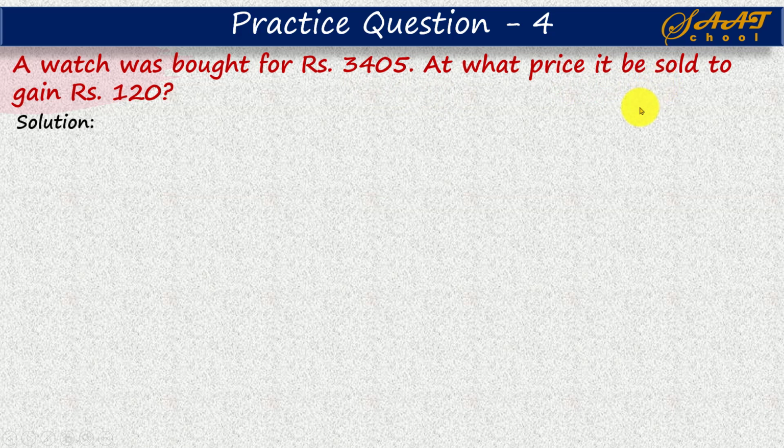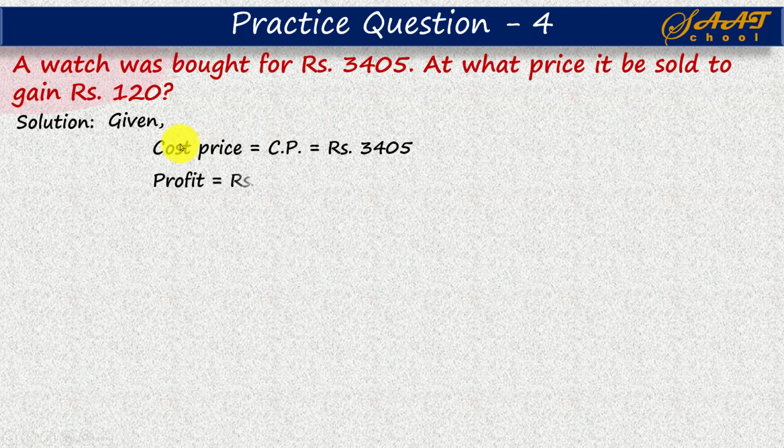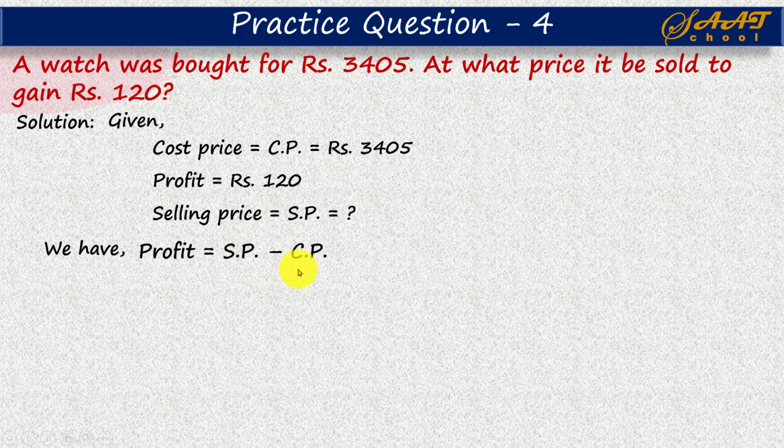We have the relation for profit, where profit is equal to SP minus CP. So in the given question, the cost price is given, which is 3,405. The profit gain is given, which is 120. And to find profit, we have a relation where profit is equal to selling price minus cost price. Again, when there is a profit, selling price is higher than cost price. Profit equals selling price minus cost price. And we have to find selling price in this case.